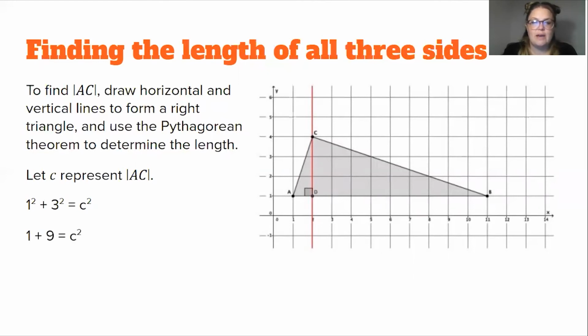Then we can see that we have 1 plus 9 equals C squared after we factored the exponents. We add those together and we end up with 10 equals C squared. And then we're going to stop right here by saying that C equals the square root of 10. We want to remember to leave our answer in square root form unless it makes a perfect square.